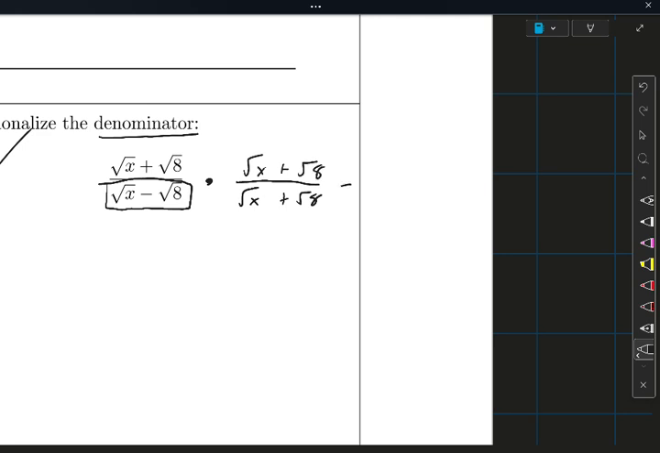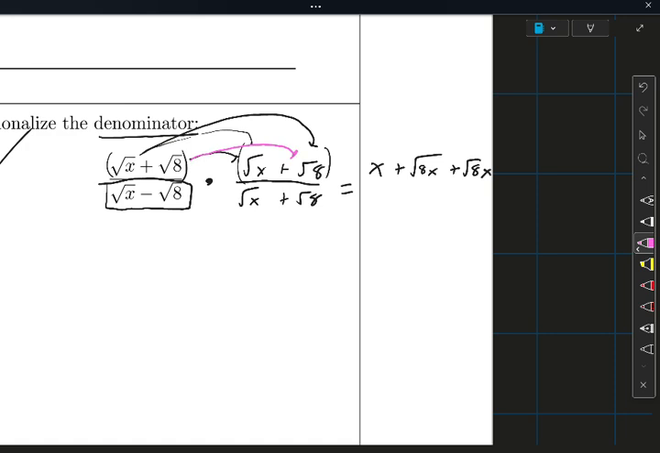There we go. All right, here we go. Root x times root x is going to give me x. Root x times root 8 is going to give me plus root 8x. Root 8 times x is going to be, once again, plus root 8x. And then right here we have root 8 times root 8. That's going to be plus right here. And remember, root 8 times root 8 is just going to give you 8. Okay?